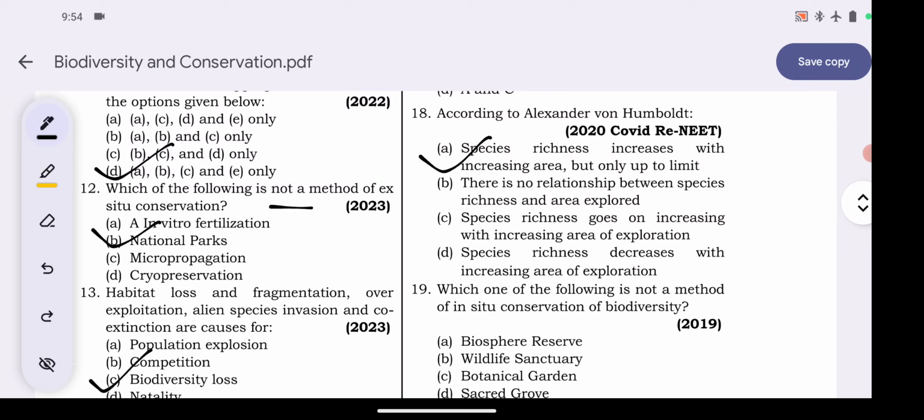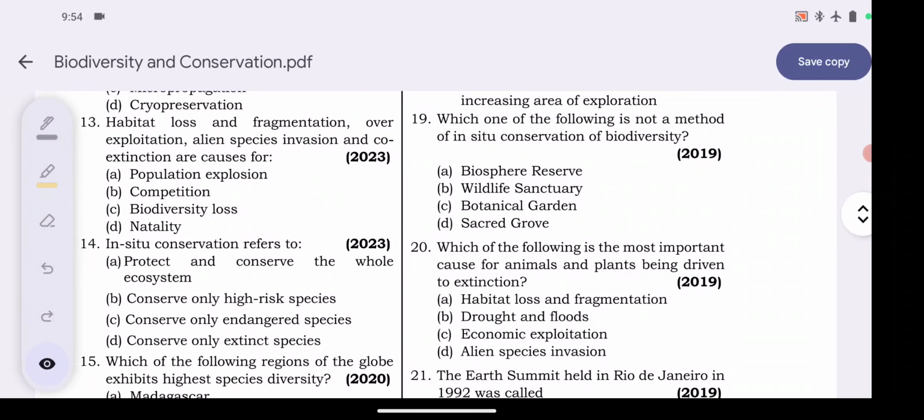Explanation. Within a region, Alexander von Humboldt discovered that species richness increased with increasing exploring area, but only up to a particular point or a limit. Okay, option A is the correct answer. Question number 19.